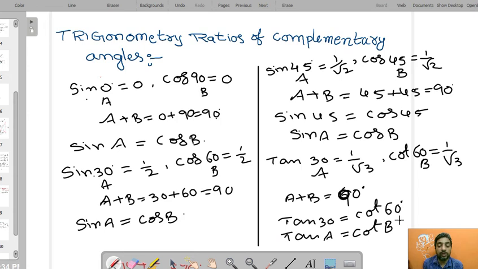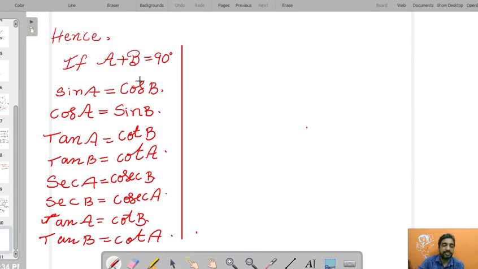So if two angles are complementary angles, meaning the sum of the angles is 90 degrees, then sin A is equal to cos B, cos A is equal to sin B, tan A is equal to cot B, or tan B is equal to cot A. Let us do next. See, if A plus B is equal to 90, sin A is equal to cos B, cos A is equal to sin B, tan A is equal to cot B, cot A is equal to tan B, secant A is equal to cosecant B, secant B is equal to cosecant A.